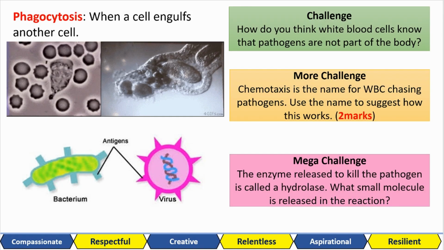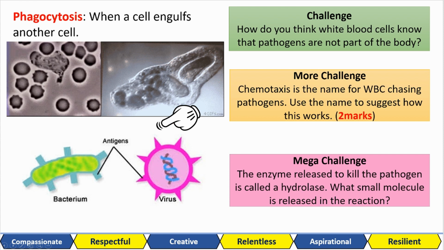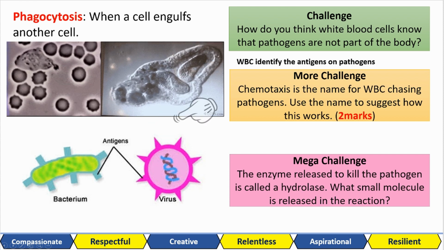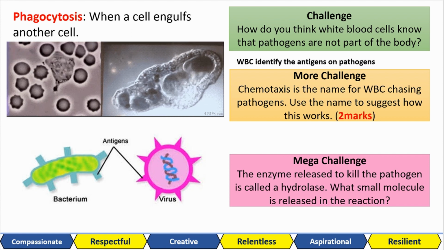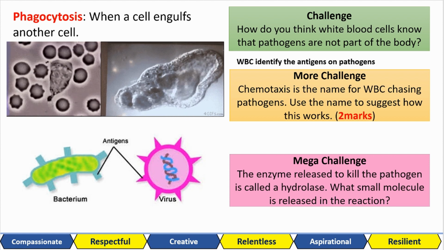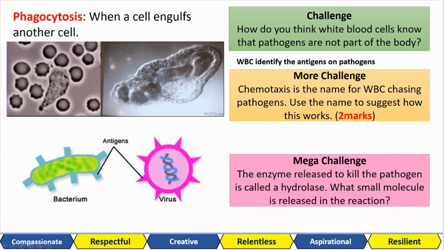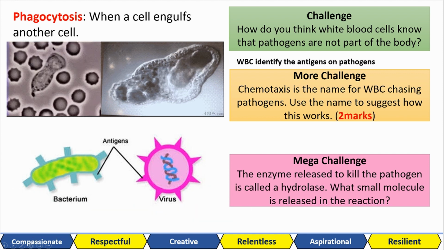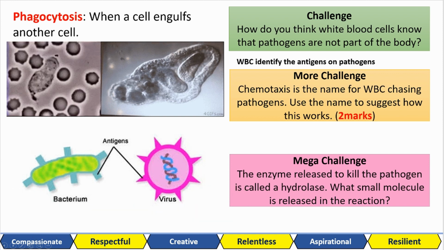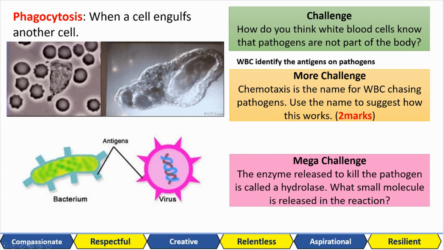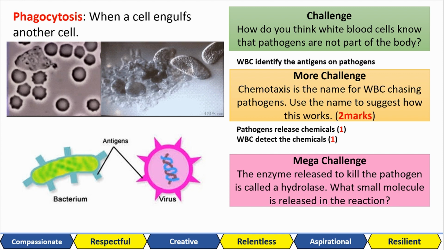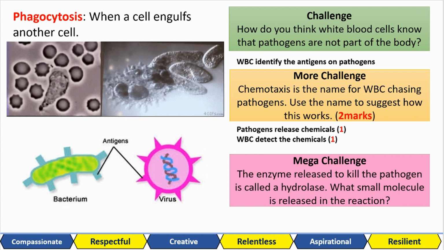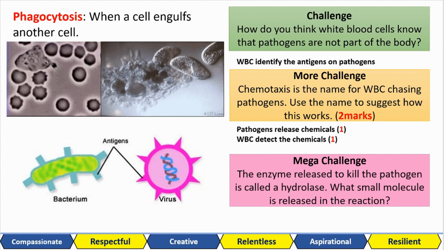Looking at the pathogens here, we see that they both have antigens. This is what the white blood cells use to recognize that pathogens don't belong in your body. Breaking down the word chemotaxis, we get chemical and taxi. So the chemicals are used for movement. Chemicals from the pathogen allow the white blood cells to move towards them. You can think of this just like the way dogs can track your scent.